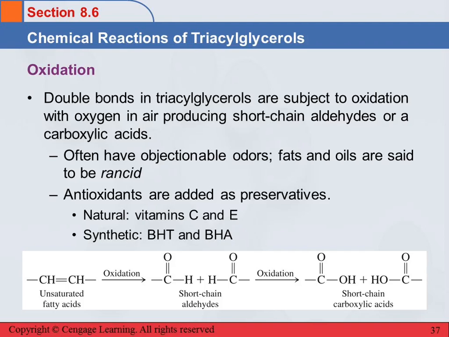To avoid that, many foods that are processed have antioxidants added as preservatives. And what an antioxidant does is it gets oxidized instead of the fatty acid being oxidized. It's like a sacrificial molecule. It says, here, oxidize me, leave the fat alone. So there's natural ones. Vitamin C and vitamin E are good antioxidants. And there are also synthetic ones, BHT and BHA. We mentioned those earlier in the semester.